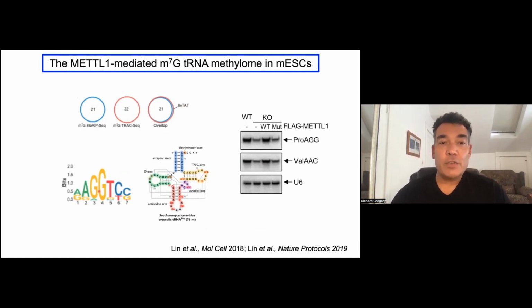This modification occurs, as I mentioned, always at position 46 in the variable loop. It occurs in the context of this sequence motif, and this guanosine in the center is the modified G. And then again, as expected, based on the work that had been done in yeast, when you lose this modification, as shown here by northern blots, this is the wild type ES cells, METTL1 knockout in the second column, you see there's decreased abundance of these m7G tRNAs, and this can be rescued by reintroduction of the wild type METTL1 cDNA, but not the catalytic mutant version. So this is all very consistent with what we would have expected.